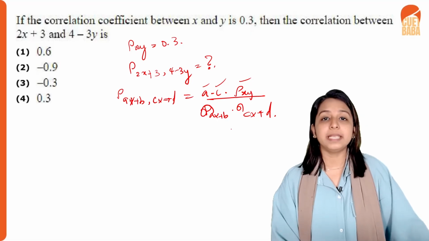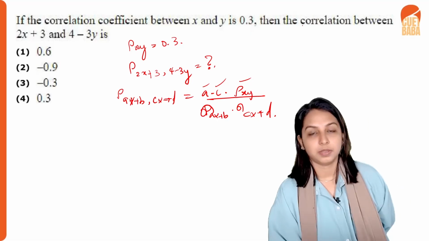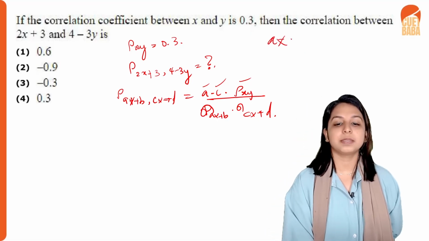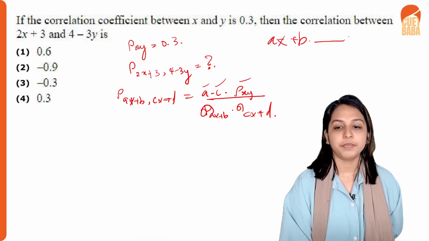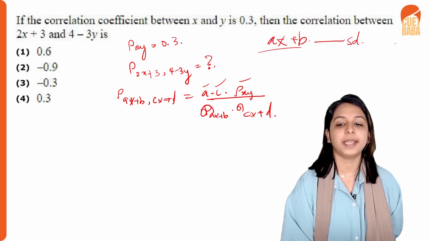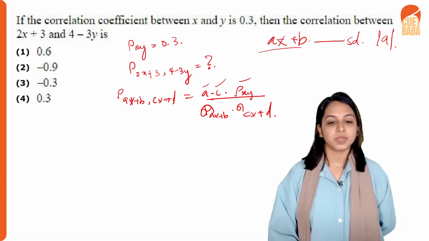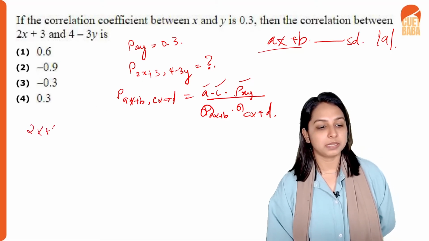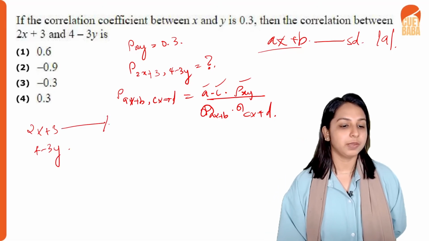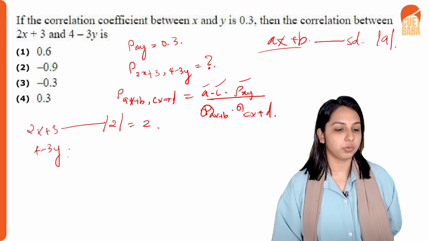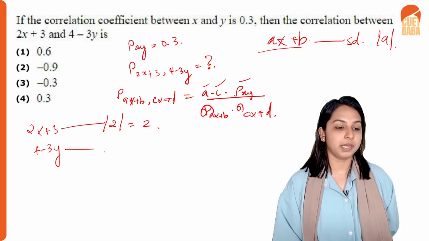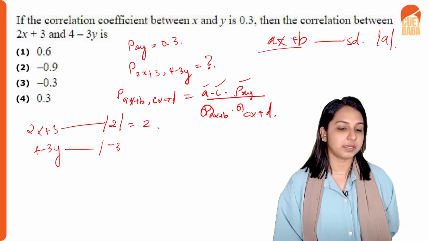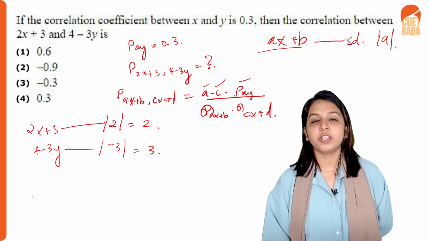For finding these also we have direct equations. That is, if ax plus b is a linear transformation, the standard deviation of this linear transformation is modulus of a. Here we have 2x plus 3 and 4 minus 3y. So its standard deviation will be modulus of 2, which is equal to 2. And for the second one, the standard deviation will be modulus of minus 3, which is equal to 3. So we got all the values.